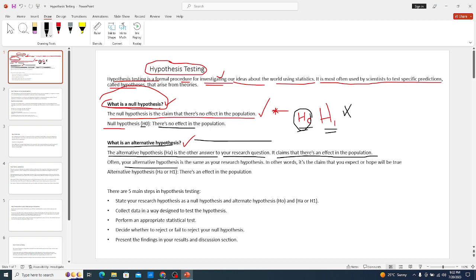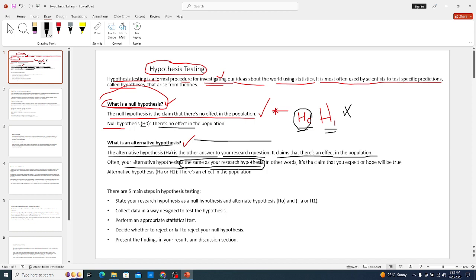Often, your alternative hypothesis is the same as your research hypothesis. Yes, this always supports your hypothesis. The alternative hypothesis always supports your research hypothesis. But the null hypothesis always tries to reject your research hypothesis.